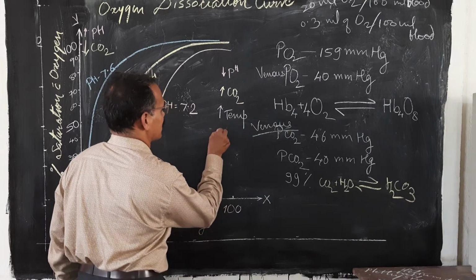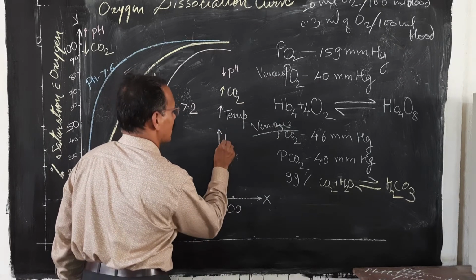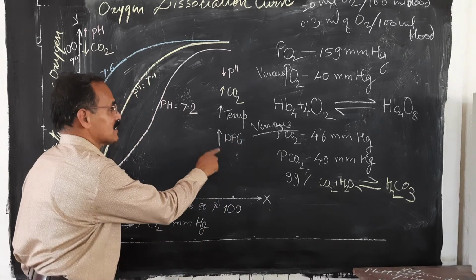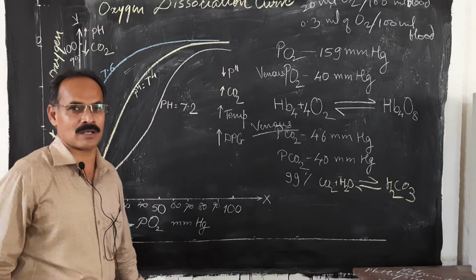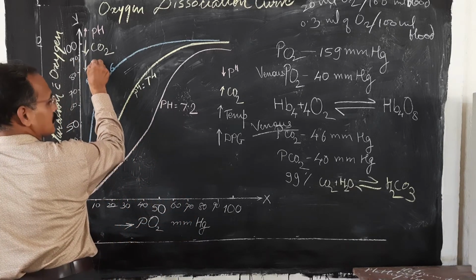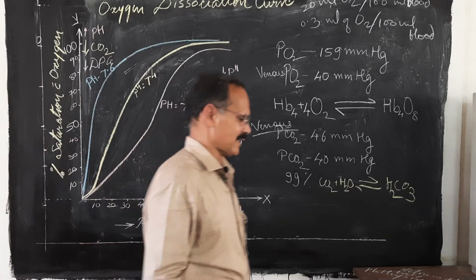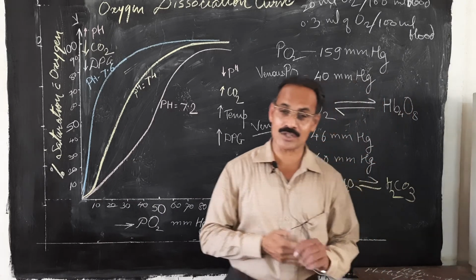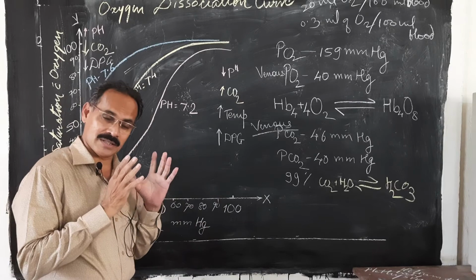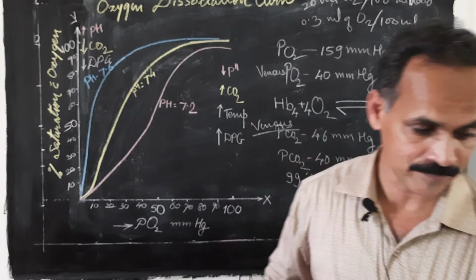Then different metabolites are also there in our blood. Which metabolites? 2,3-diphosphoglycerate is present in our blood. If it increases, the graph shifts to the right-hand side. If DPG decreases, it shifts to the left side. In the same manner, electrolytes are also responsible for shifting this graph. So these are the different factors responsible for the dissociation of oxygen.